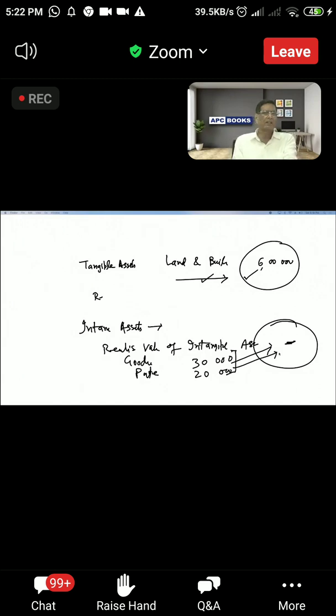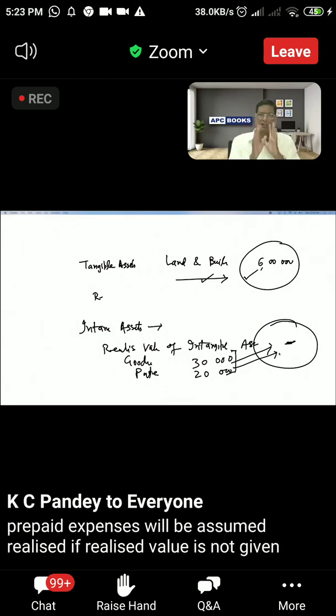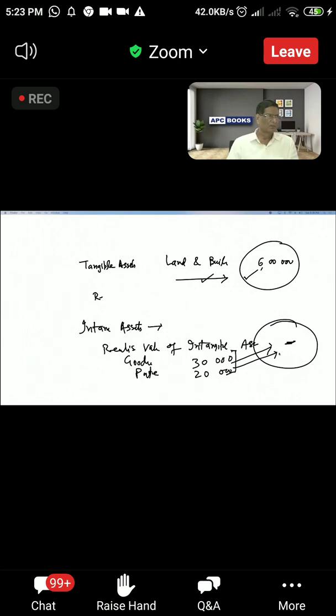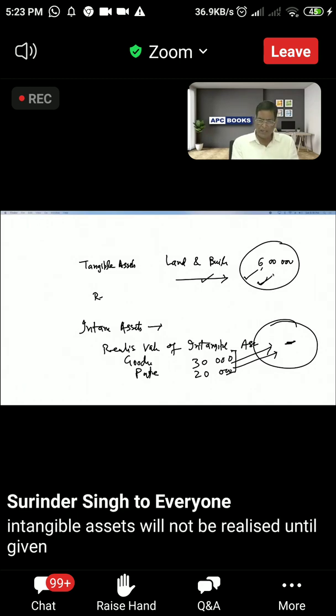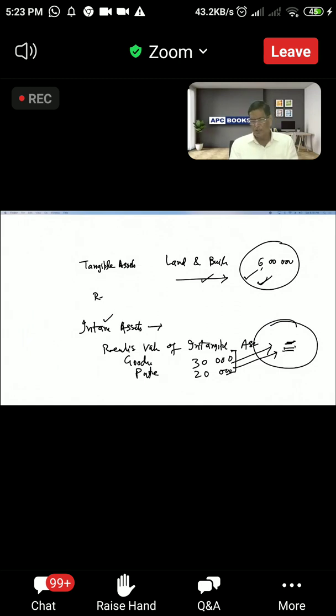So I can repeat, that is the only change in the CBSE syllabus. They have mentioned that if the realized value of a tangible asset is not given, in this question land and building, it will be assumed that it has realized at the book value given in the balance sheet. And if the realized value of goodwill and patents, the intangible assets, is not given, they will be assumed to have realized zero value.